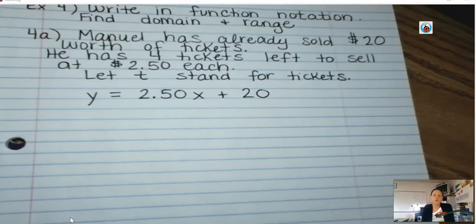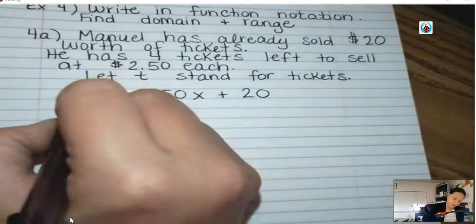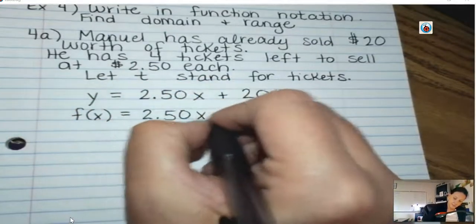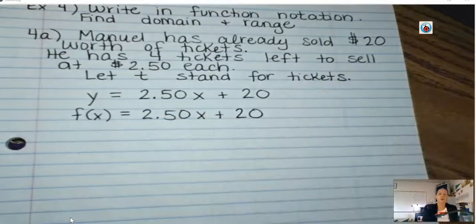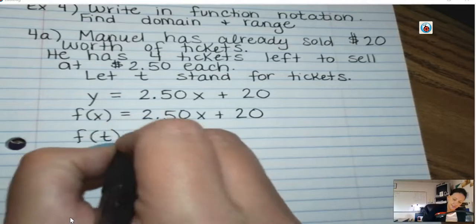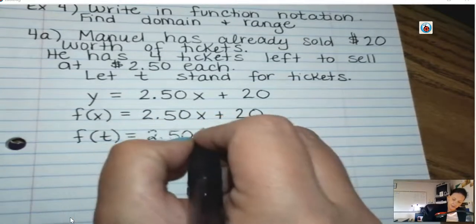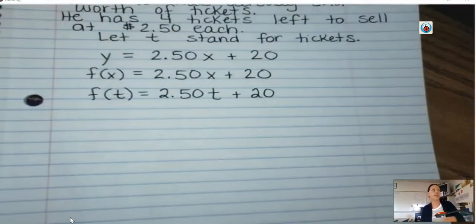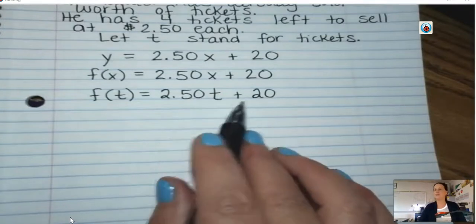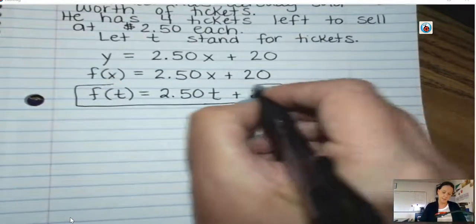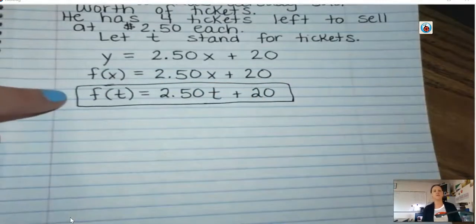And then we're just going to convert this into function notation. So f of x, so that's function notation. However, they want us to use t, not x. So your final answer will actually be f of t equals 2.50t plus 20. The t, typically we make it fancy looking just so it doesn't look like a plus sign. So look at your paper, make sure it doesn't look like a plus and a plus. It just gets really hard to read then. So here's the equation in function notation.